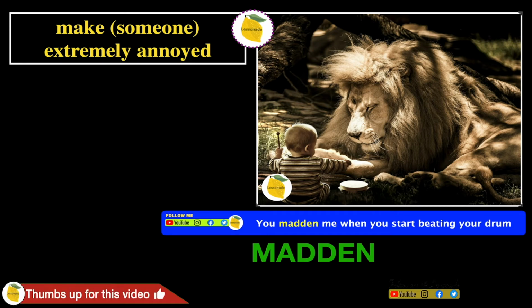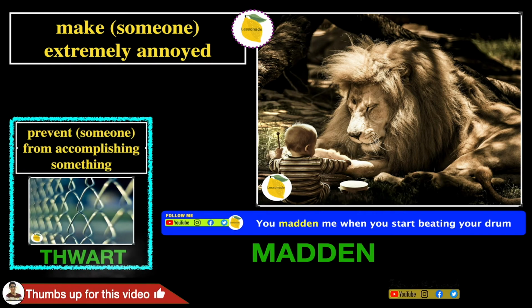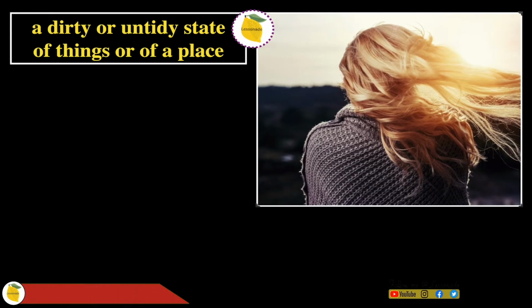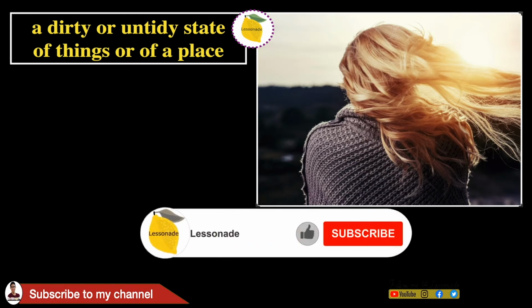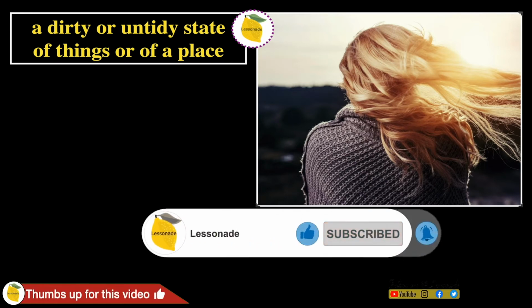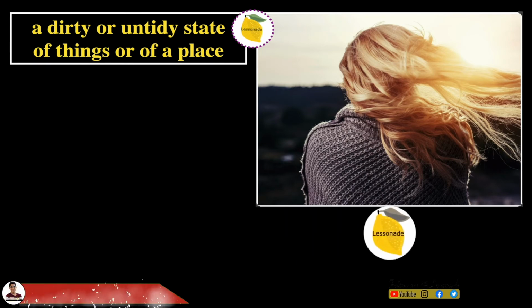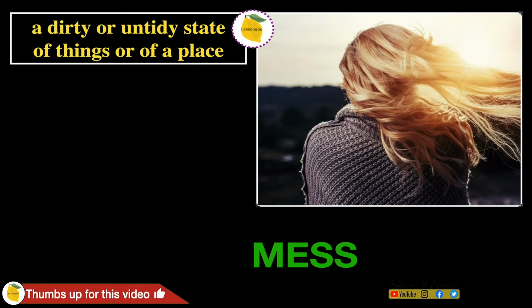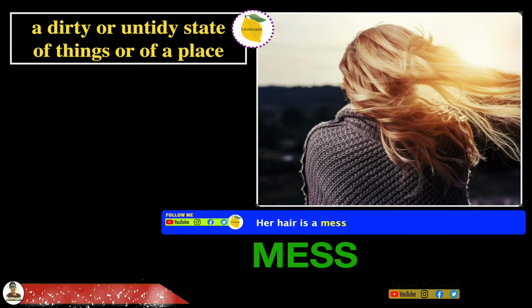So before we go on to the next one, we need to recall the previous slide, and the previous slide is thwart. The next one is a dirty or untidy state of things or of a place. In this picture, you can see someone with messy hair due to the wind. In other words, it's dirty or untidy, and therefore the word will be mess. And the sentence for this word is, a hair is a mess.